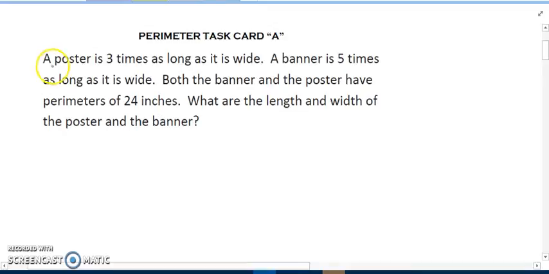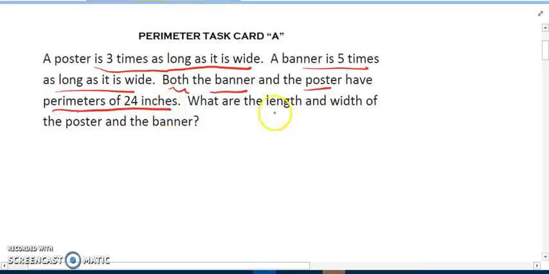So for this problem, it says a poster is 3 times as long as it is wide. A banner is 5 times as long as it is wide. But both the banner and the poster have a perimeter of 24. We want to find out what's the length and the width of both the poster and the banner.